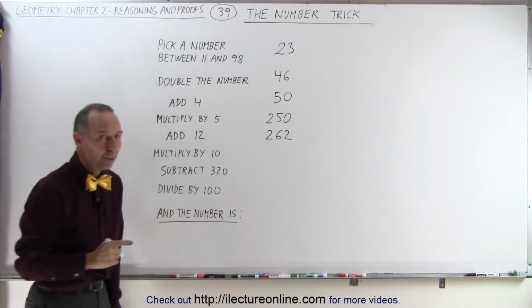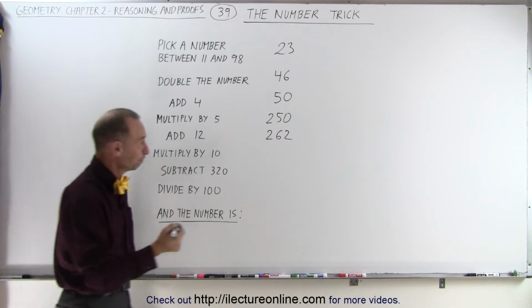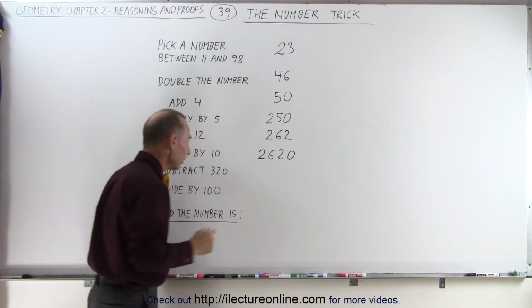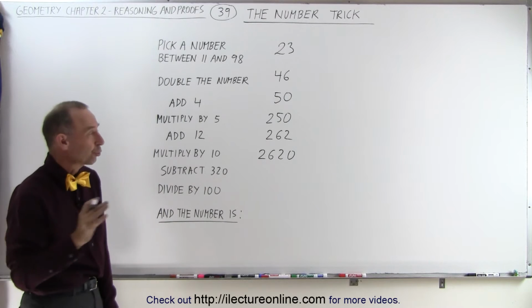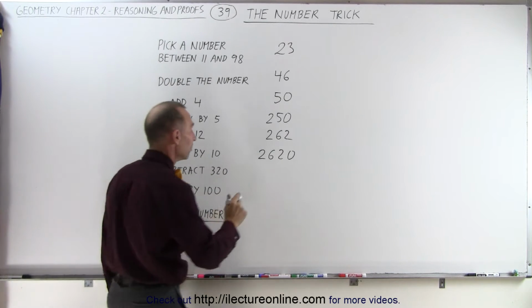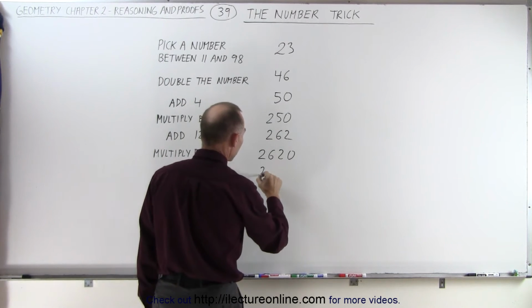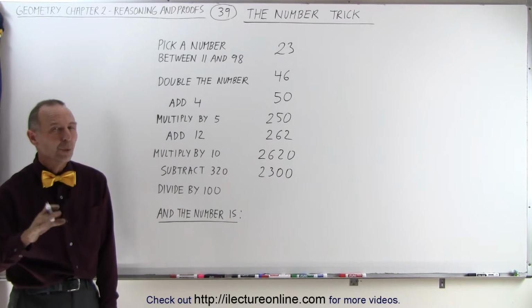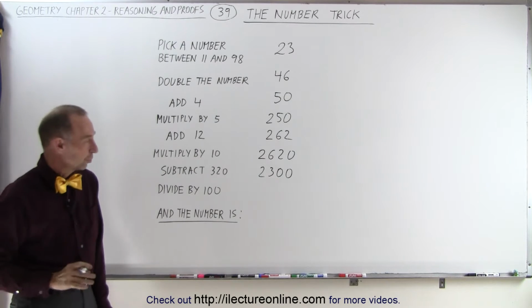And then tell them, multiply that number by 10. All right, so we get 2,620. And then tell them, subtract 320 from that number. Okay, so minus 320, that becomes 2,300. And then say, divide the number by 100. In other words, get rid of the last two zeros.